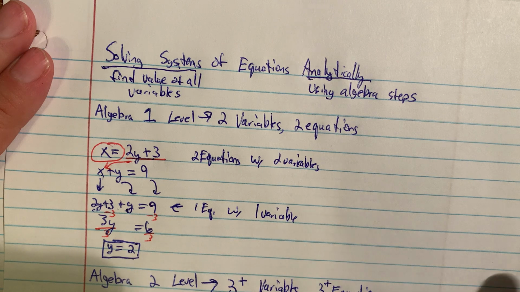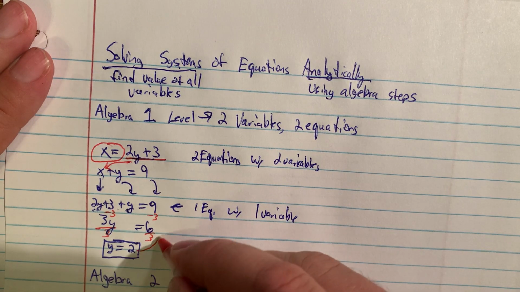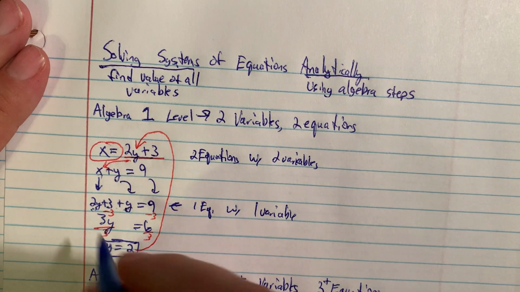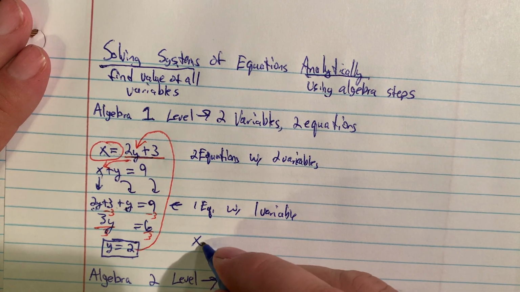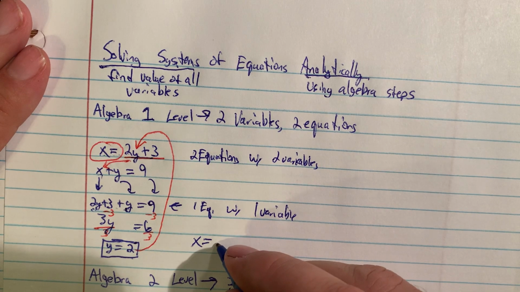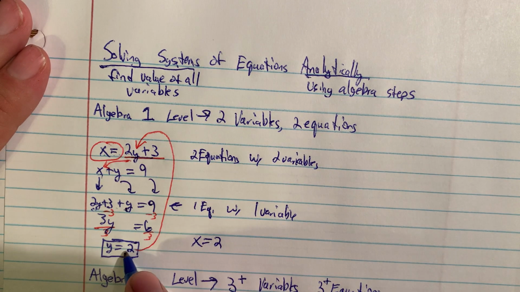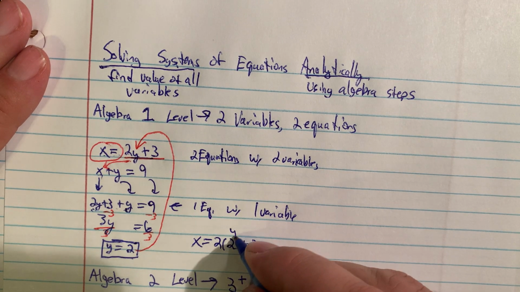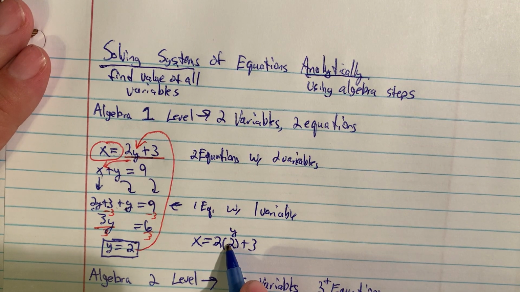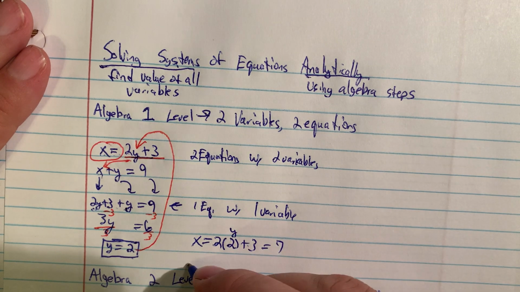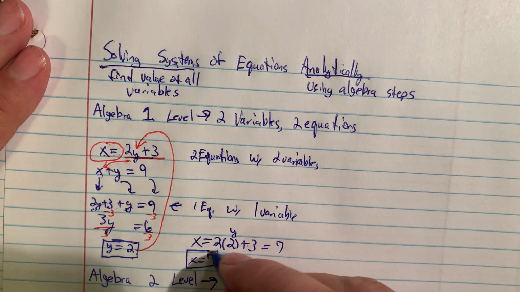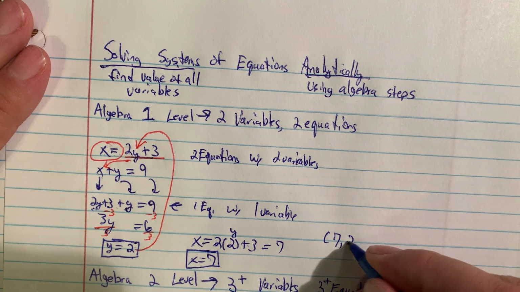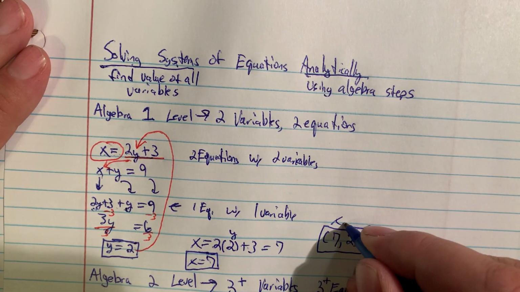Now that we know what y is equal to, we can take y and substitute it back in at the beginning to find what x is. So x equals 2 times what y is, and y is 2. So 2 times 2 plus 3. 2 times 2 is 4, plus 3 is 7. So x equals 7. And when there's two variables, sometimes we'll write it as (7, 2), like this, where it's x comma y.